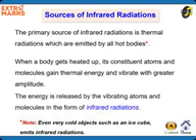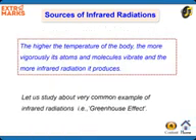The primary source of infrared radiations is thermal radiations, which are emitted by all hot bodies. When a body gets heated up, its constituent atoms and molecules gain thermal energy and vibrate with greater amplitude. In this process, the energy is released by the vibrating atoms and molecules in the form of infrared radiations. Let's watch an animation to study about very common example of infrared radiations, that is, greenhouse effect.